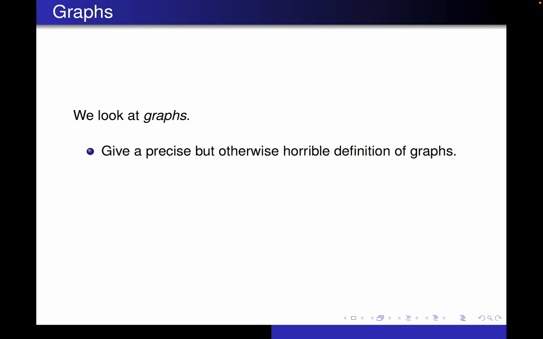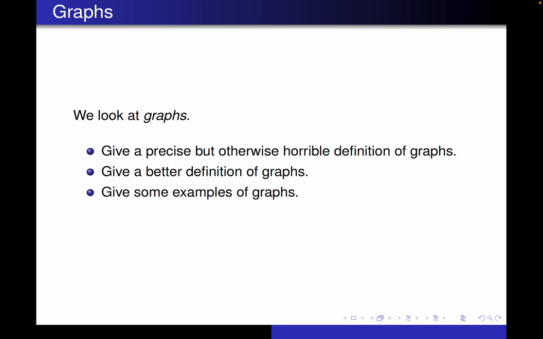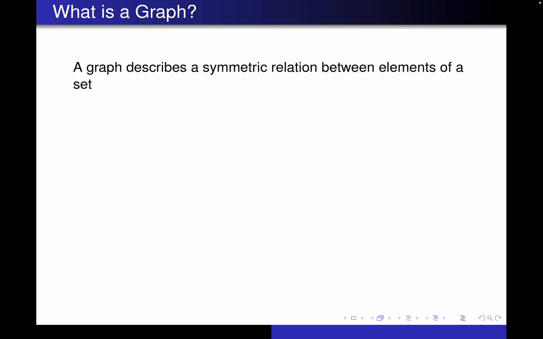We now move on to a new topic called graphs. We're going to give first a precise but otherwise not so great definition of graphs. We'll work our way toward a better definition of graphs, and then we'll give some examples. So a graph mathematically describes a symmetric relation between elements of a set, which means that a graph is simply a relation with a symmetric property. That's something that we have studied, that's something that we understand.